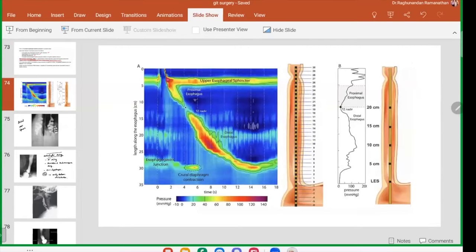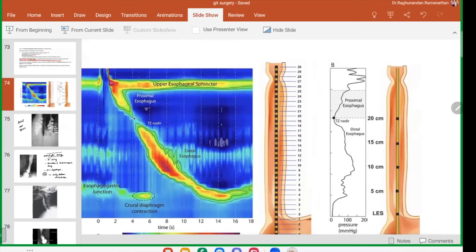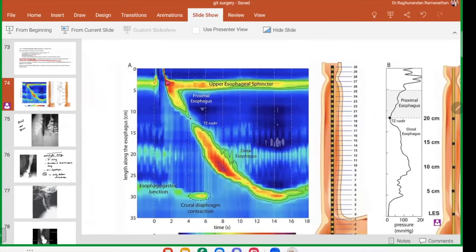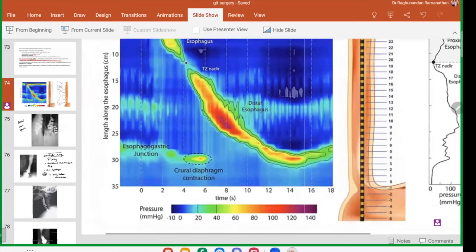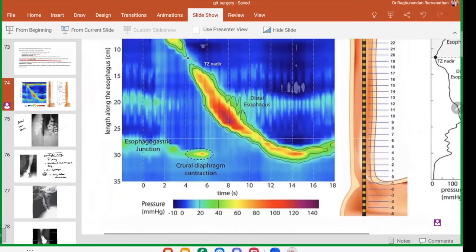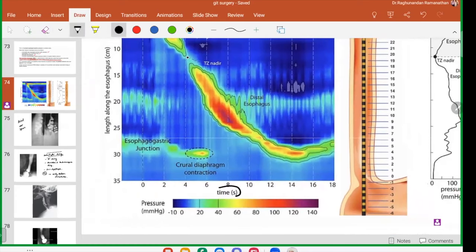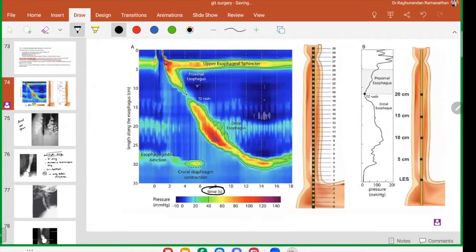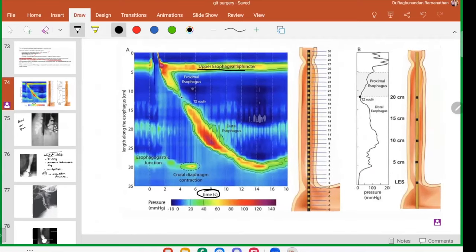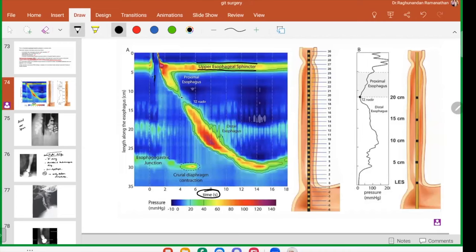So can you see this picture? This is the conventional one which is used, and this is based on water perfusion findings. And this is your high resolution manometry. If you see, this is going to be denoting the time. And this is going to be your upper esophageal sphincter. The upper esophageal sphincter is continuously having pressure except at this point where swallowing occurs.